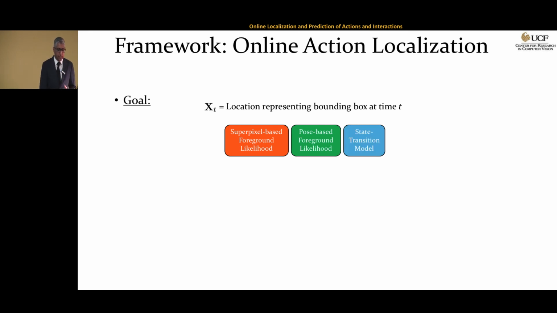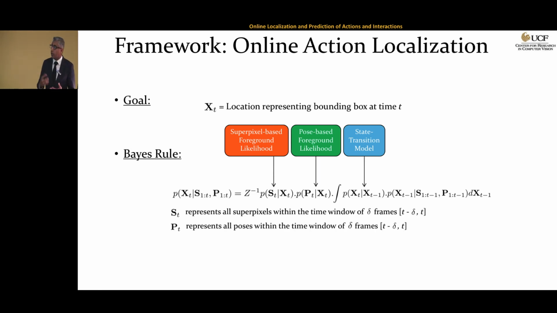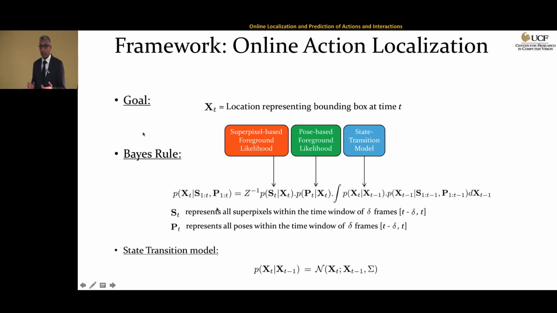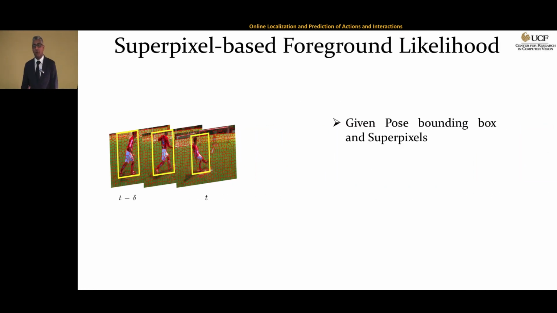The third component of our approach is the state transition model, which says that given the location in the past few frames, can we use that location information to tell where the action could possibly be in the current frame? And that's the state transition model. We combine all these three components in a Bayes rule formulation, where we try to get the probability of the location where the action could be, based on all the superpixels as well as poses from the beginning till time t. Lastly, the state transition model, in this case, we assume to be Gaussian distributed, going from one frame to the other one. So first, we look at superpixel-based foreground likelihood.